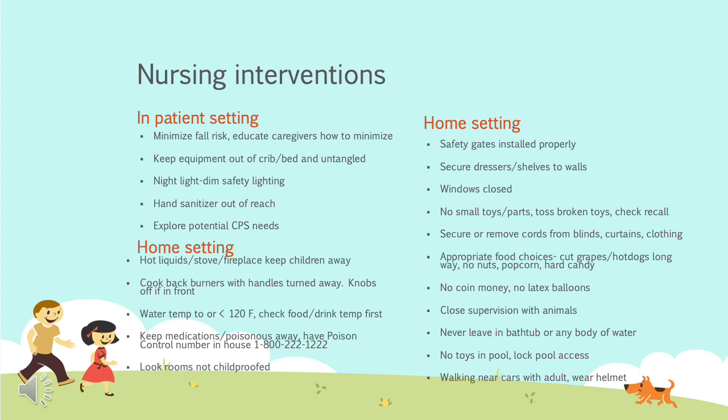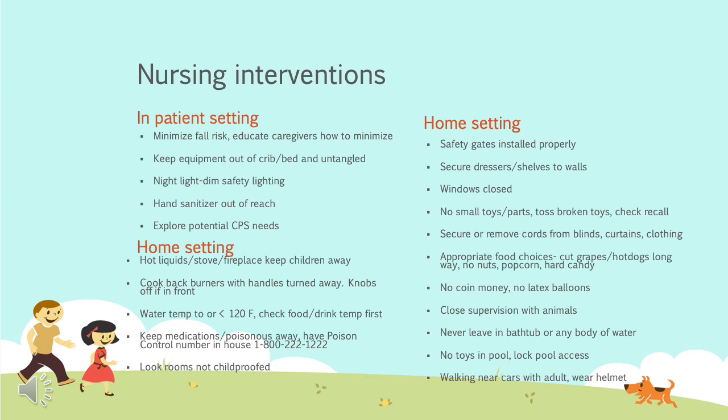Medication should be kept away in a locked cabinet or a locked box up high. Same thing with any poisonous chemicals or cleaning materials. It's also important to have the poison control number in the house easily accessible. And any rooms that are not childproof should be locked, including the bathroom. They shouldn't be able to go in it whenever they would like, because the toilet is extremely dangerous and the child can actually fall in the toilet and drown.